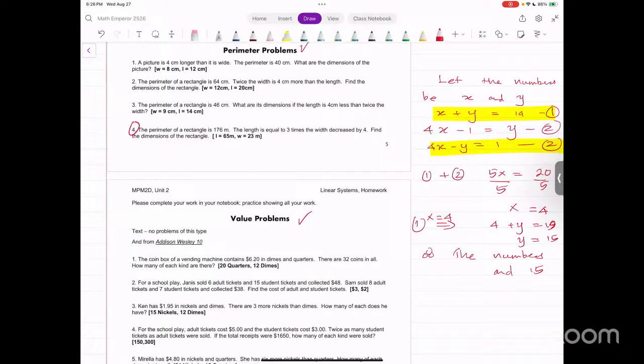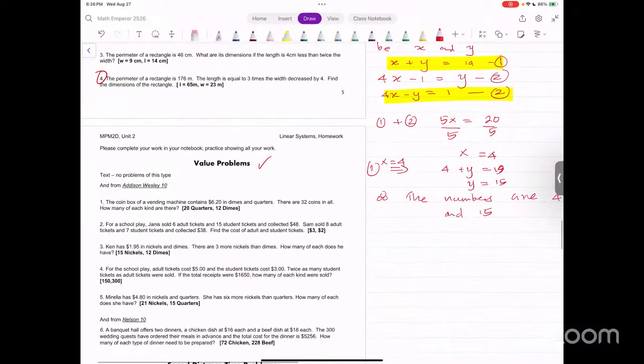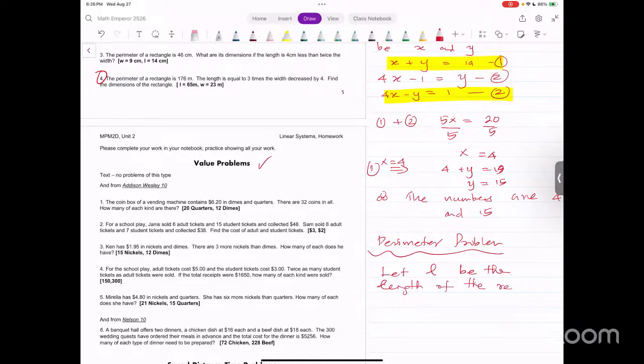So now let's go back to the perimeter question. So let's go back to question number 4. The perimeter of the rectangle is 176 centimeters. So when I see this, I'm going to say, this is a perimeter problem. I'm going to say let L be the length of the rectangle and W be the width.